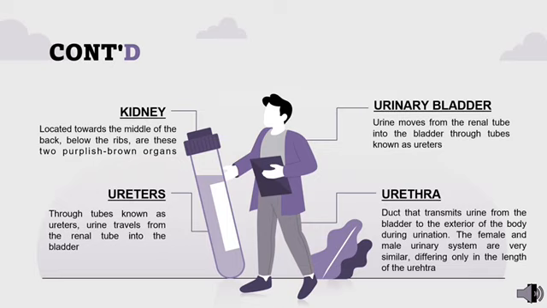First, the kidneys. Located towards the middle of the back, below the ribs, are these two purplish-brown organs. Number 2, ureters. Through tubes known as ureters, urine travels from the renal tube into the bladder. Number 3 is the urinary bladder. Urine moves from the renal tube into the bladder through tubes known as ureters. The last one is the urethra, which transmits urine from the bladder to the exterior of the body during urination.